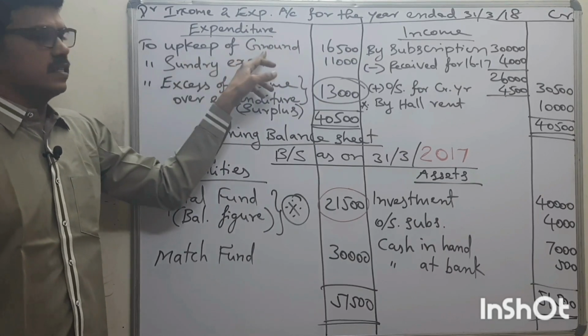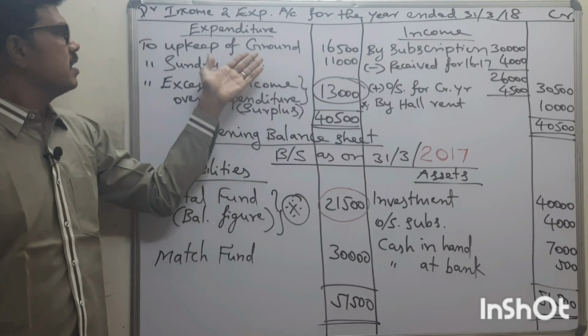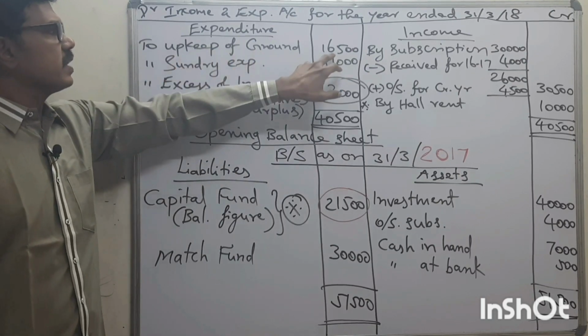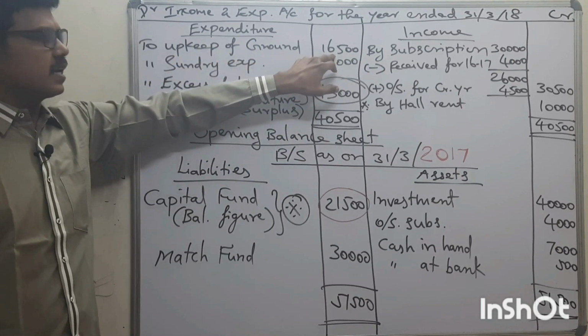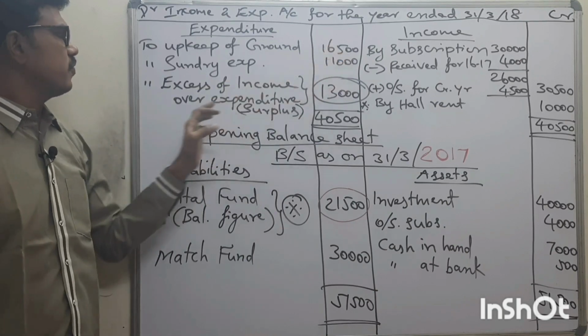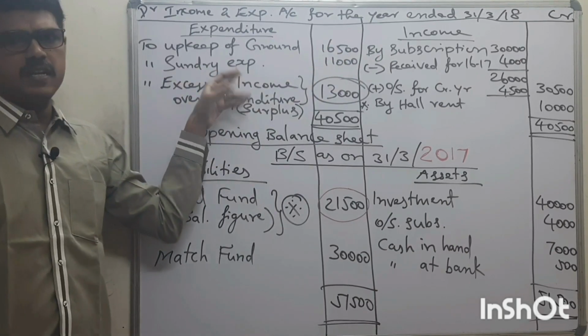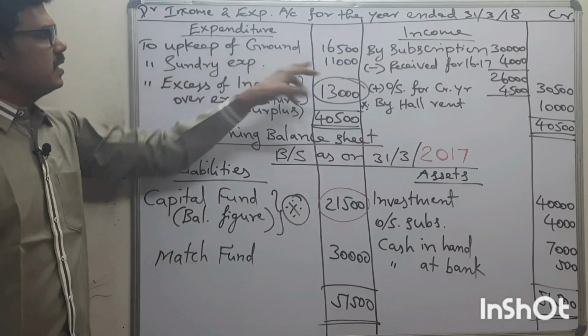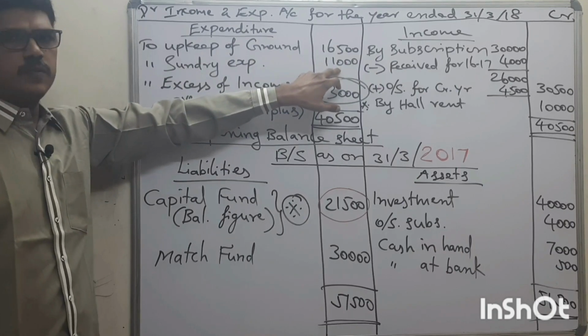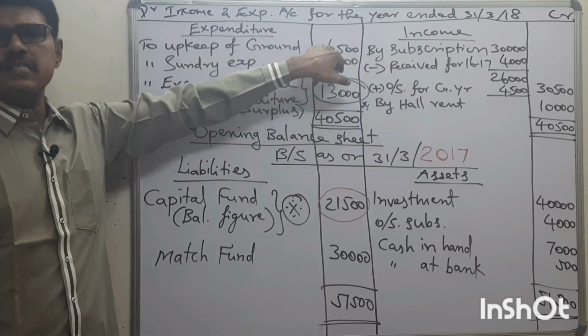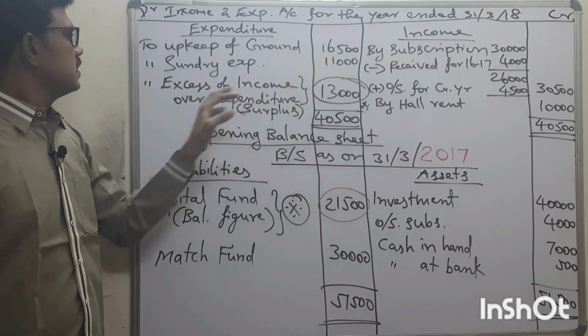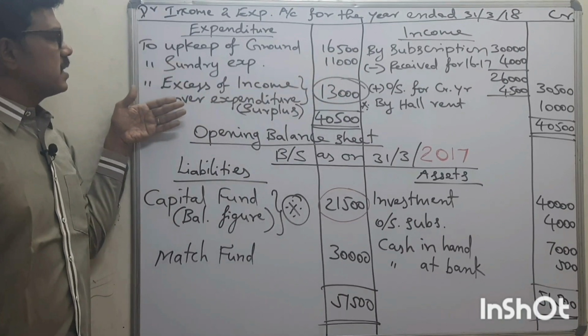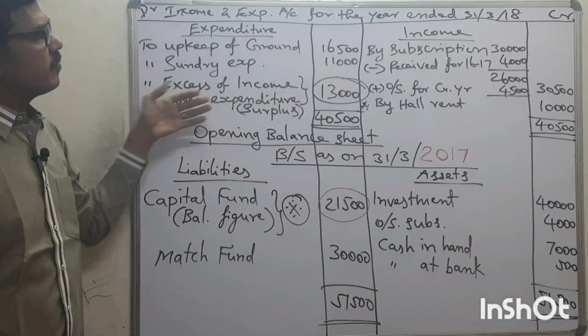Upkeep means maintenance, growing grass and other maintenance expenditure. This will be incurred in the organization or club every year. 16,500. Next, sundry expenses. Sundry means many, right? 11,000 rupees. Sundry expenses the organization or club will incur every year. No other expenditures are there to show here.